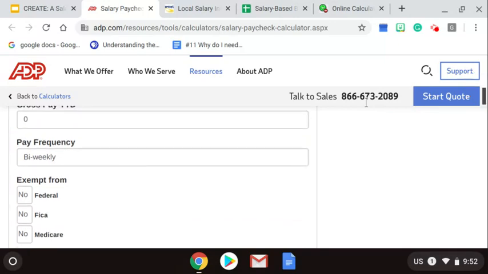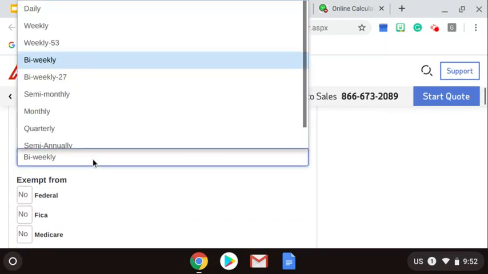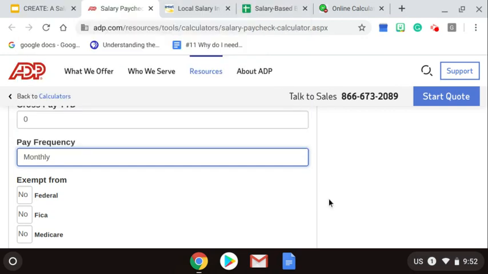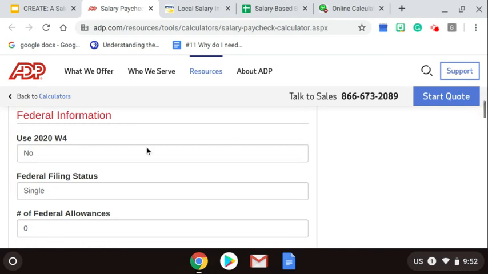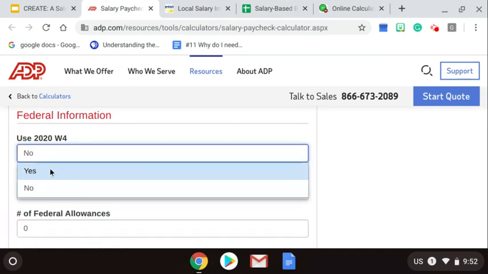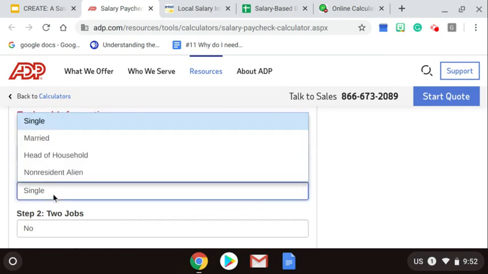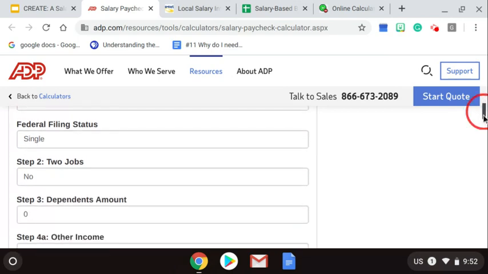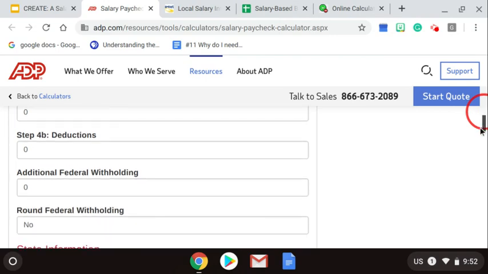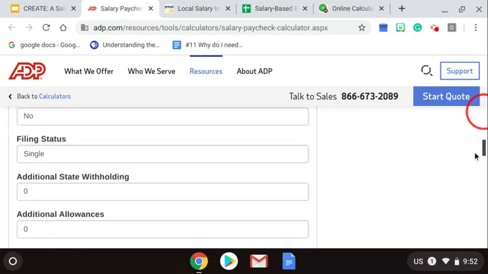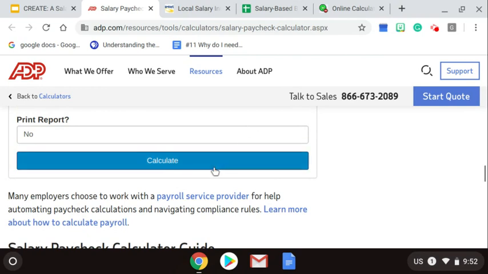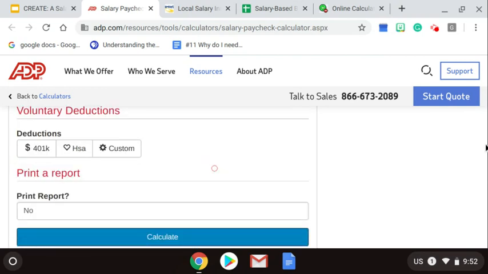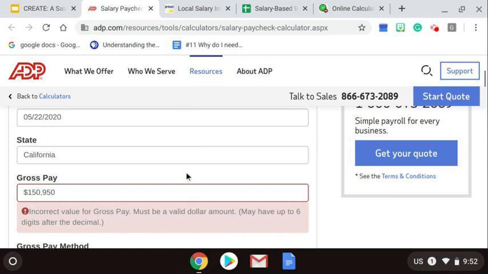Here we're going to put monthly. We want to find out our monthly salary. They say to put yes. If you want to put married you can, but let's just pretend right now. Actually, single people do pay the most, so it's actually better financially to remain married. All these deductions and everything else is the same, so we're going to calculate. I hope it took my number. I thought I fixed it. No.